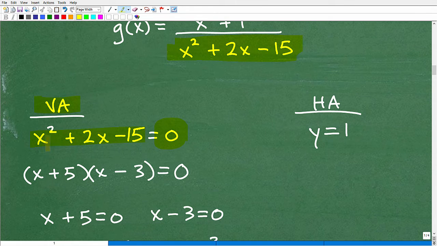And looking at this, x squared plus 2x minus 15, of course, I know all of you are up on your factoring skills. You'd be like, oh, that's x plus 5 times x minus 3.